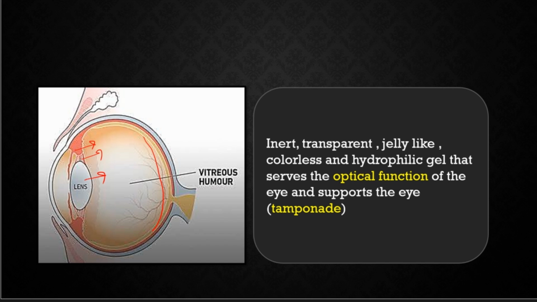It is an inert, transparent, gel-like, colorless hydrophilic substance which serves basically the optical function of the eye. Moreover, it supports the eyeball from inside, which is known as the internal tamponade. That means it is actually one factor that keeps the neurosensory retina attached to the retinal pigment epithelium.